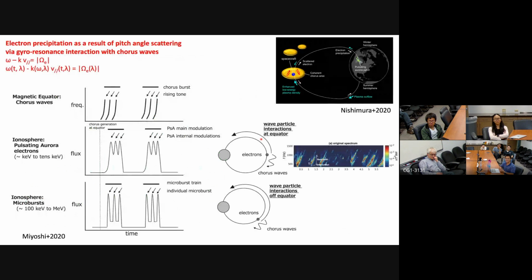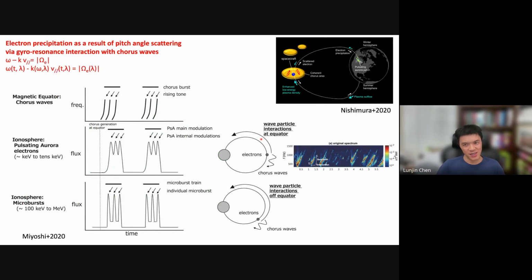Okay, sure. So first of all, how do we account for electron precipitation over such a wide energy range? Although there are other ideas, people believe that chorus wave is the primary driver for electron precipitation over this wide energy range. The chorus wave, as I mentioned, also shares similar features like short duration and very impulsive nature.